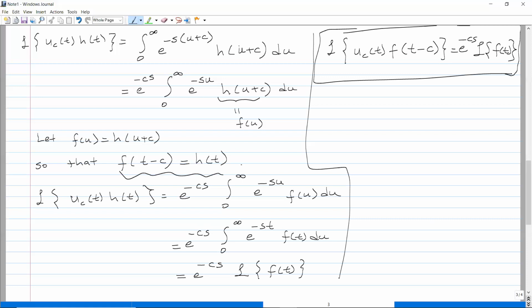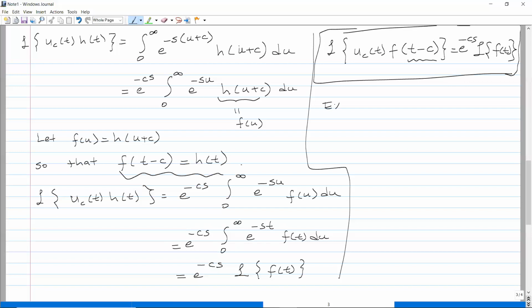So in order to shift it back to 0, inside the Laplace transform, I have to take f of t minus c. Okay, and this Laplace transform works for all values of s for which the Laplace transform of the function f exists. So in order to use the Laplace transform of f, on the other side, we need the unit step function times f of t minus c.